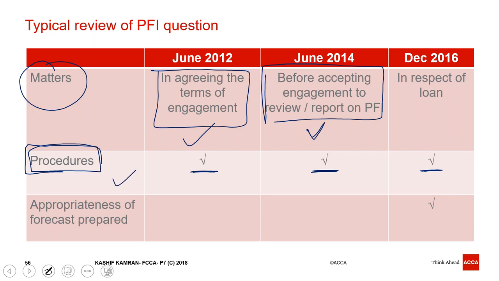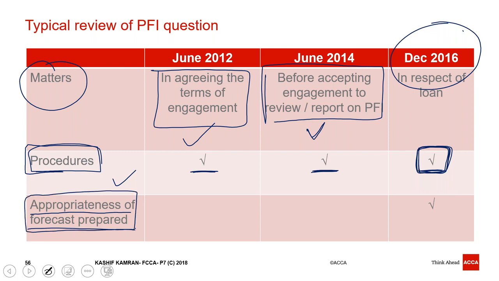Okay, now one last thing and one very unusual thing which has come in December 16 exams. Now you're going for March 18 exams, so you should not ignore December 16. See, December 16 paper had procedures. Now you know what is to be done with procedures, right? But December 16 exam also had something very new. It has appropriateness of the forecast. The examiner asked appropriateness of the forecast in the December 16 exams.